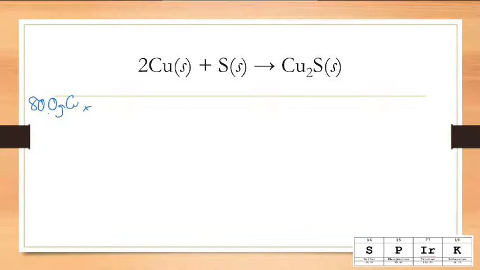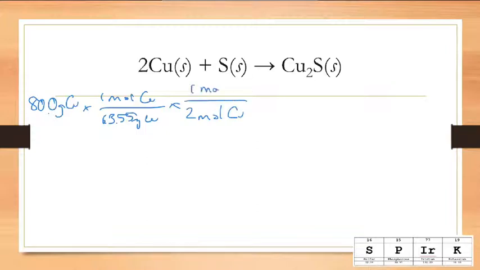So our next step, we need to cancel out that gram, so we're going to use the molar mass. So 1 mole of copper is 63.55 grams. That's just copper's molar mass. And now we need to switch to the Cu2S, so we use our mole to mole ratio. If we look at our balanced equation, we have 2 moles of copper for every 1 mole of Cu2S.